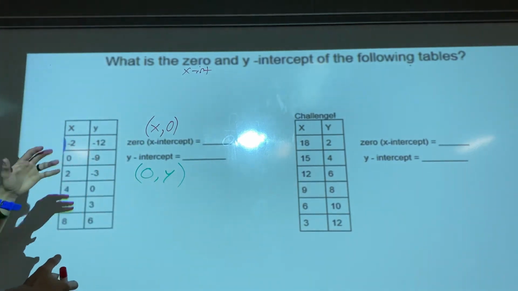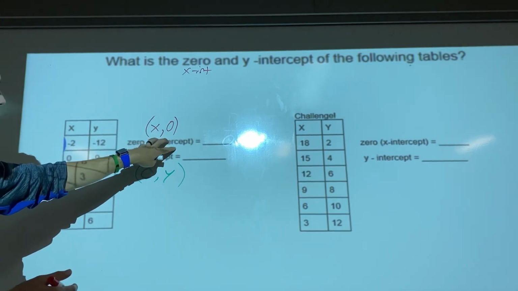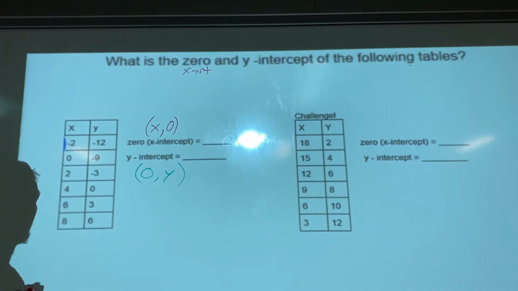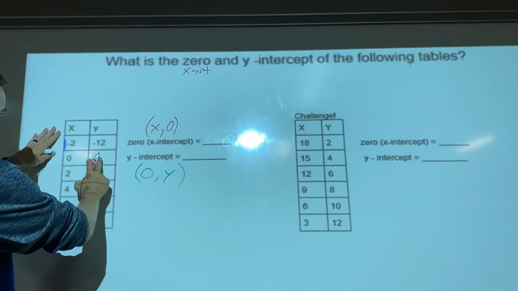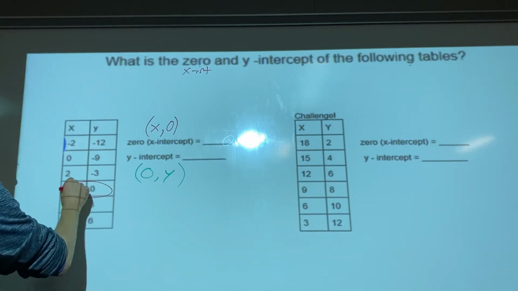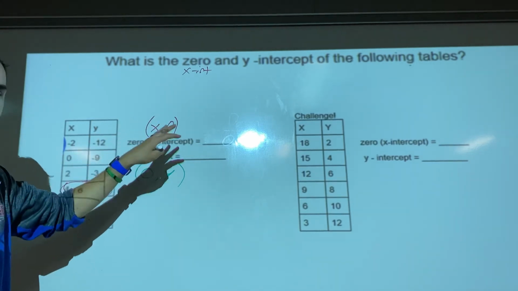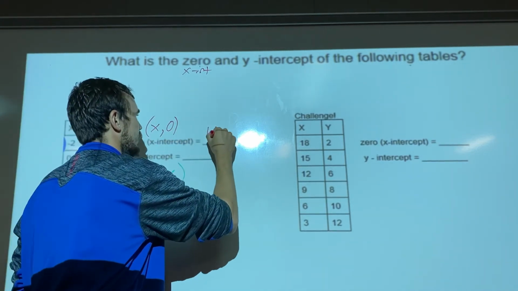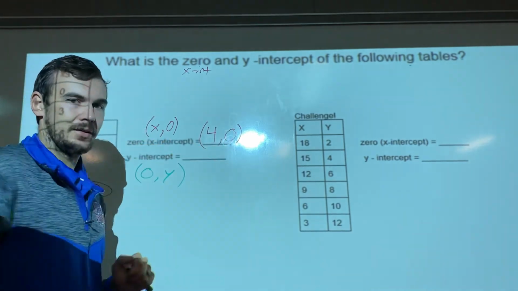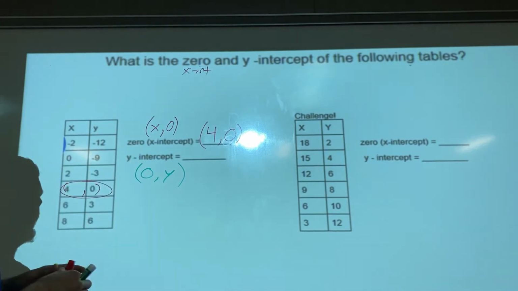So looking at the table, where do I see a 0 in the y column? Because that's my x-intercept. So I'm looking, not a 0, not a 0, not a 0. There you go, right there. There's 4, 0, right? It's really 4, 0 right here. That's a point. That's my x-intercept. 4, 0. See how the x has a number and the y is 0? That's your x-intercept.